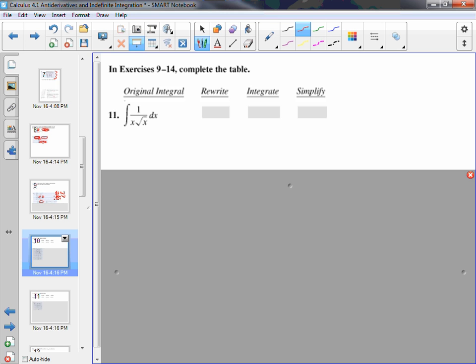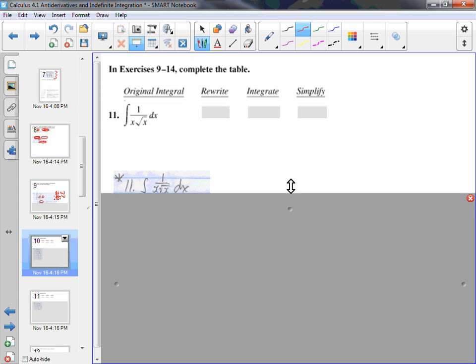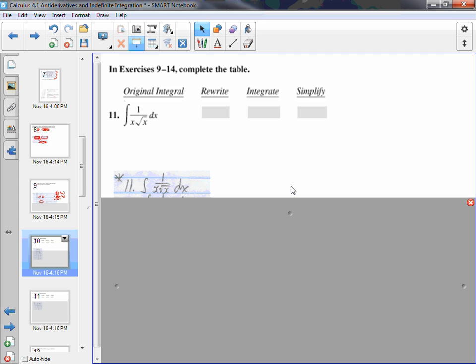All right, we're going to have to rewrite this thing. They want us to complete the table. Now, I need to do a couple things here. One, I don't want to deal with a square root, with a radical. So change x times the square root of x. Think of it as x times x to the 1/2, and x times x to the 1/2 is x to the 3/2. But that's in the denominator.